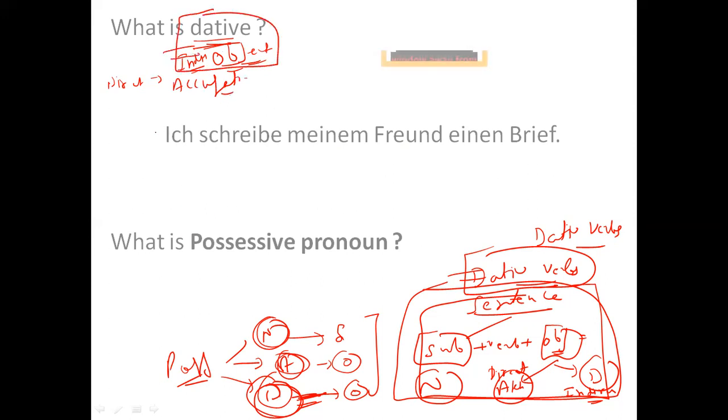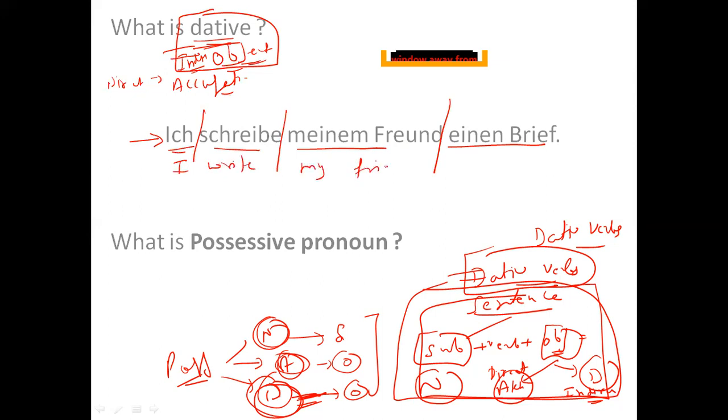So let's analyze this sentence. It says: Ich schreibe meinem Freund einen Brief. Ich schreibe meinem Freund einen Brief. I write my friend a letter. So if I need to analyze this sentence, this is the verb, right? Who is writing? I am writing. So the doer is who, right? This will always be the subject.